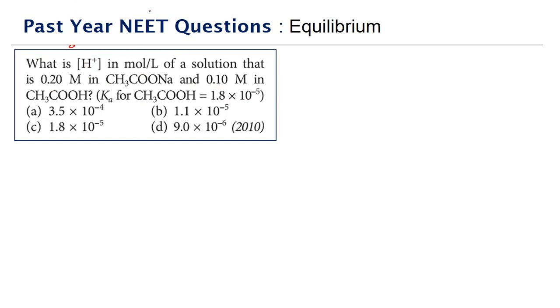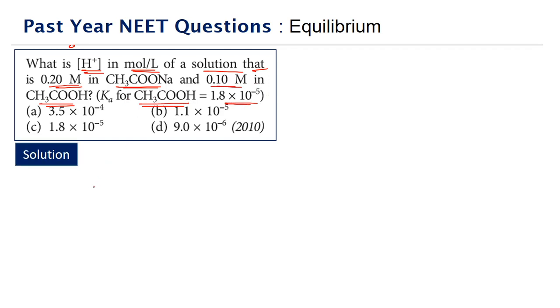Next we have a question that has come in the year 2010. What is the H plus concentration in mole per liter of a solution that is 0.2 molar in CH3COONa and 0.1 molar in CH3COOH? The Ka value for the CH3COOH is 1.8 into 10 power minus 5. So they are giving us the Ka value for the acid.